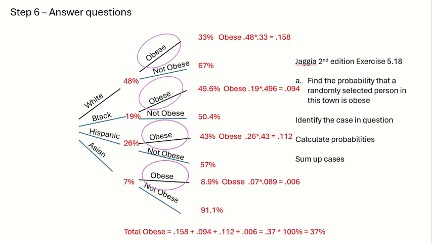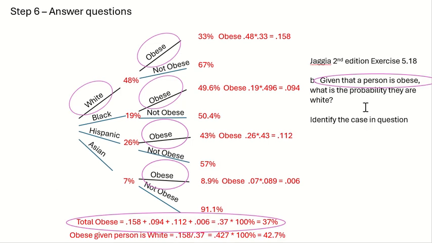All right, taking it a step further. 0.158 who are white, 9.4% of the population are black obese, 11.2% are Hispanic obese, and then less than 1% or 0.6% are Asian. Add all of that up, and we are at 37% of the population who are obese. All right.